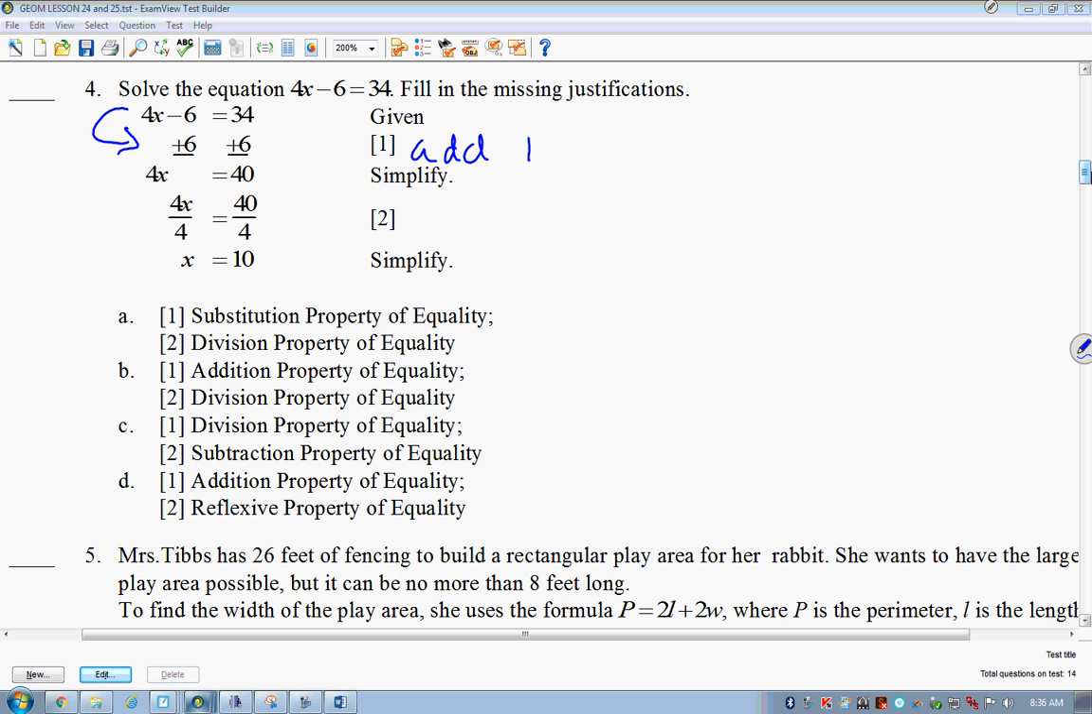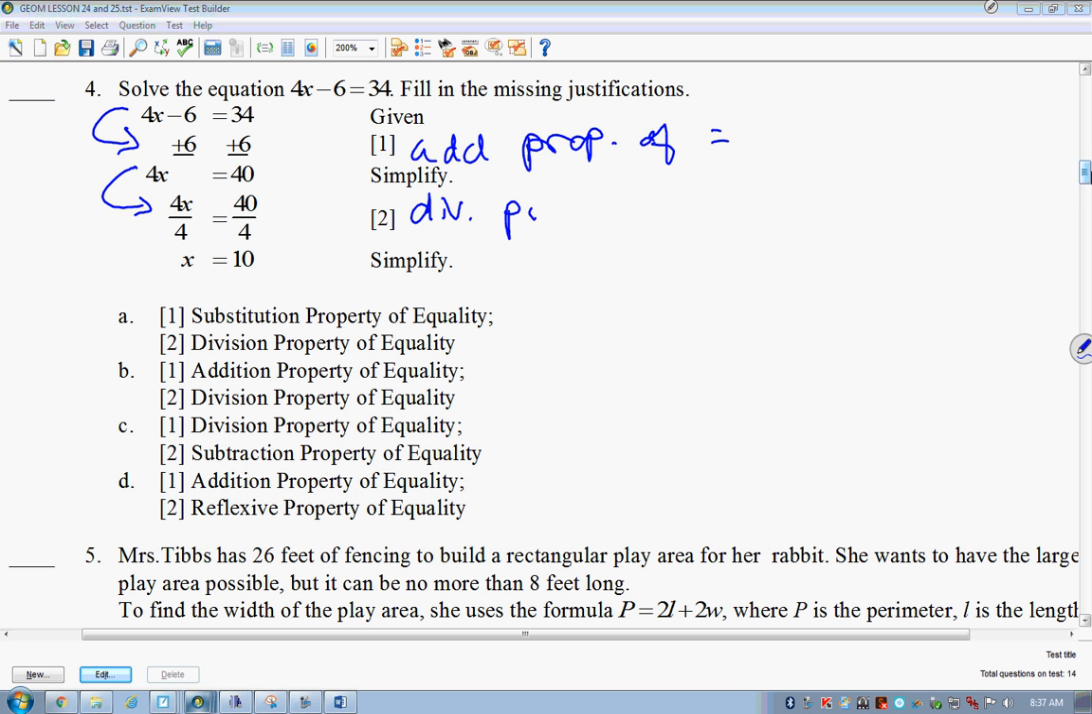Okay, addition property of equality. Good. All right. Then notice they just simplified. They added 34 plus 6 and got 40. Okay, it's nothing there. All right. From here, Marcos, what do they do from here to there as a property? Oh, 4x equals 40. How do I get from here to here? They divide. Okay, so state it.